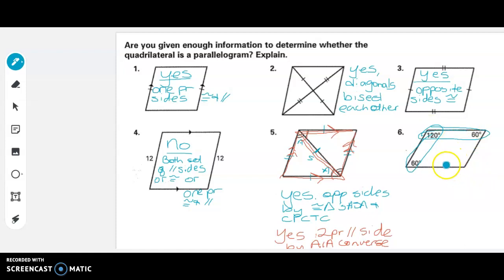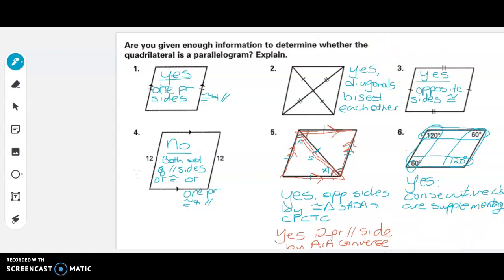Let's see. We now know that a quadrilateral adds up to 360 degrees. So that makes this angle 120, which makes these supplementary and makes these supplementary. So that's a yes. And that's because the consecutive angles are supplementary. I'm going to run out of room. We barely got it in there. Okay.